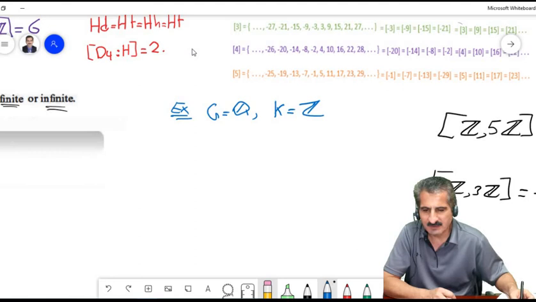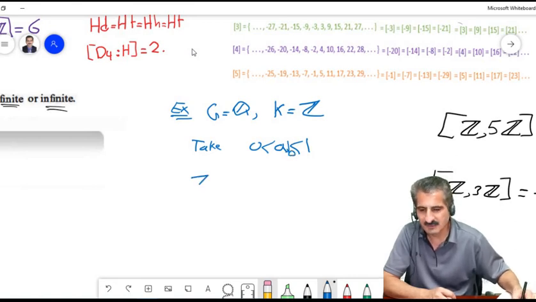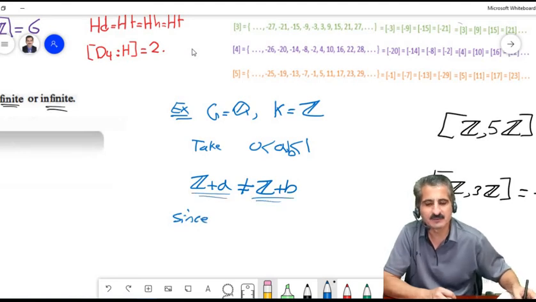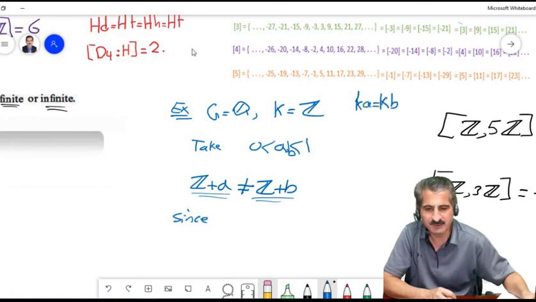Now if you take the elements between 0 and 1, I assume we are taking two elements, then Z plus A will never equal Z plus B. Why? Because these are two right cosets, and we have seen that for two right cosets to be the same, we must have that A minus B belongs to K, right? We have seen this.